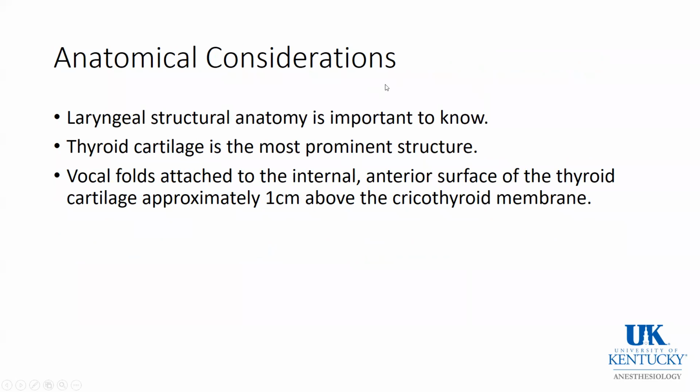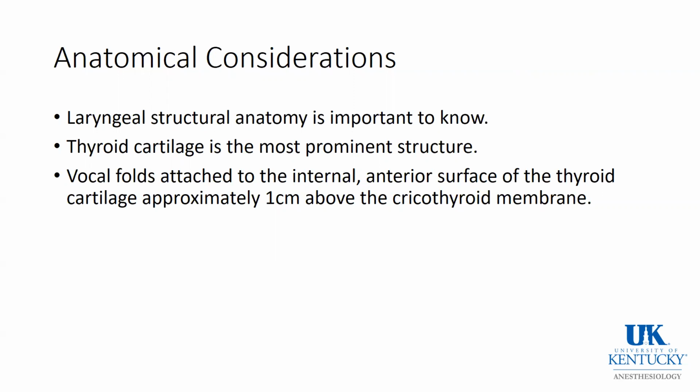In terms of the anatomical considerations, the laryngeal structural anatomy is important to know if you're going to be doing any of this. We'll look at that in a second. The thyroid cartilage is the most prominent structure as far as the surface anatomy. When you go to feel a patient's neck, in lay terms, the Adam's apple is the prominence there, the thyroid cartilage. It's pretty obvious on most patients. Obviously, there are variations. The vocal folds themselves are attached to the interior and anterior surface of the thyroid cartilage, approximately a centimeter above the cricothyroid membrane. You can feel that on yourself.